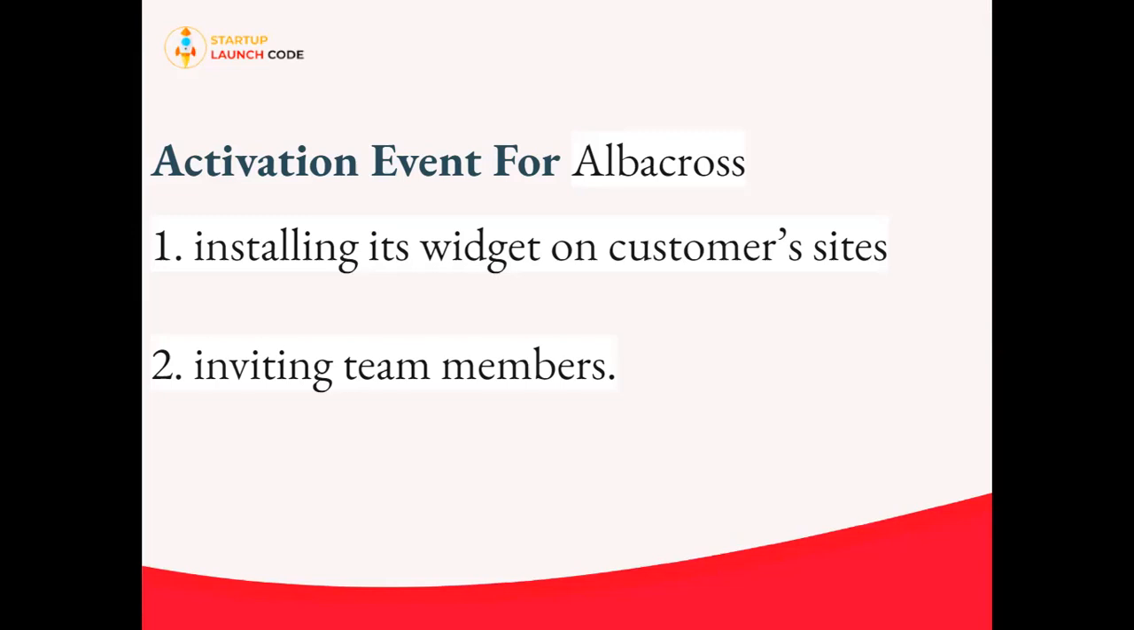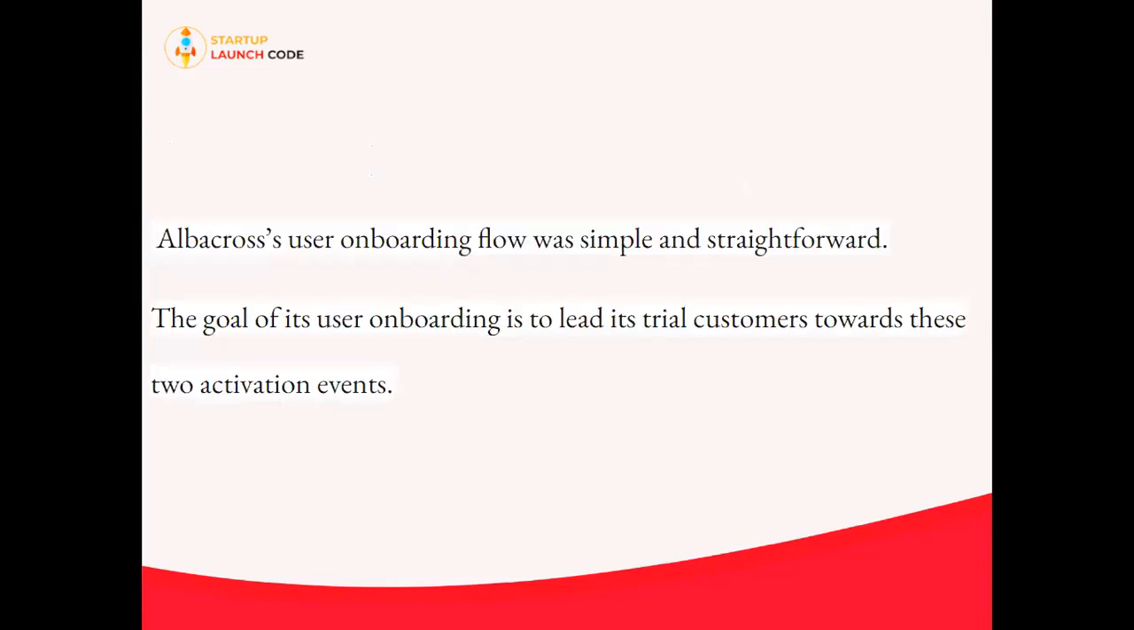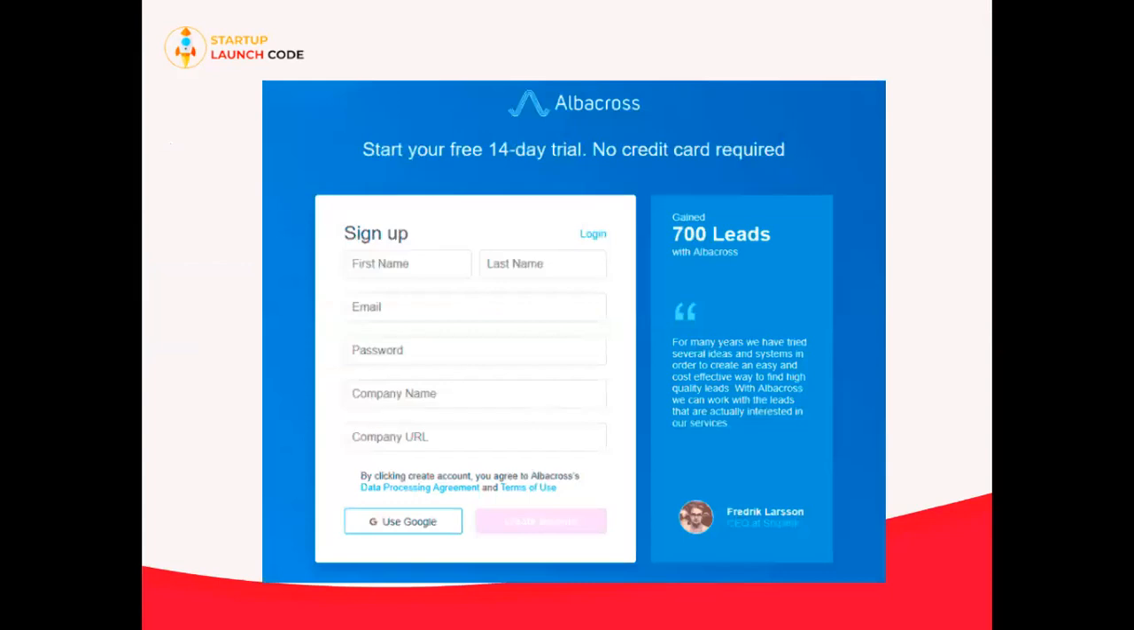So like I said earlier, the first thing is for you to define your core value. Then what are those events that lead to that core value, which they did here perfectly. So the onboarding flow was very simple and straightforward. Get people to install the widget on the website and invite team members. So how were they able to achieve this?